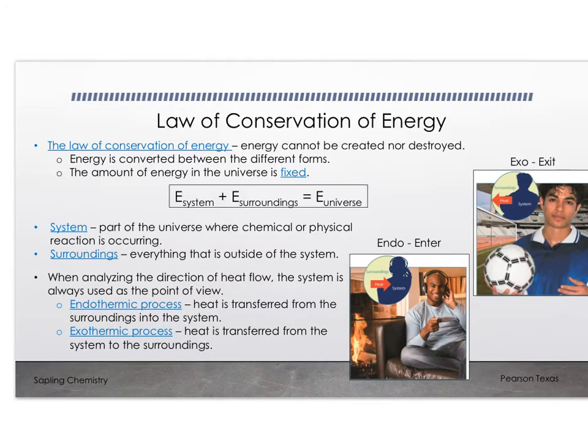The law of conservation of energy is where energy cannot be created nor destroyed. We learned this type of law whenever we were balancing chemical reactions because we have to abide by the law of conservation of mass. So mass cannot be created nor destroyed. Same concept. Energy cannot be created nor destroyed. It can only be converted between the different forms that we discussed on that previous page. The amount of energy in the universe is fixed. There can be no more energy produced, and we cannot take away any energy. It is a fixed amount.